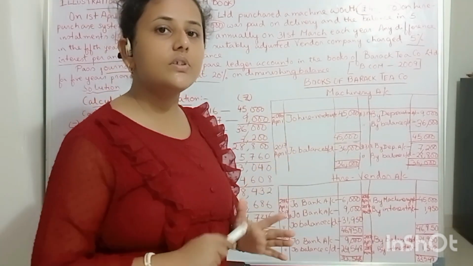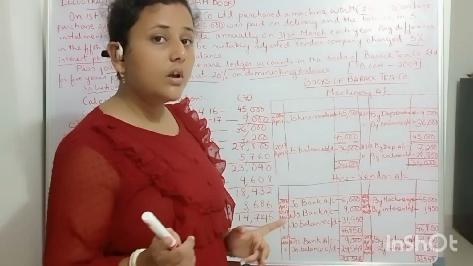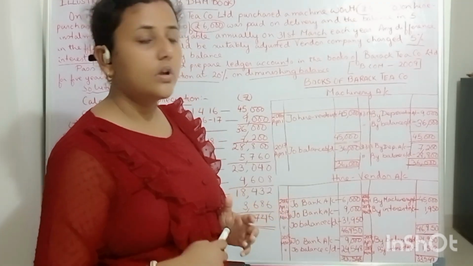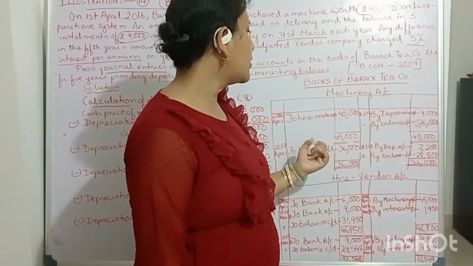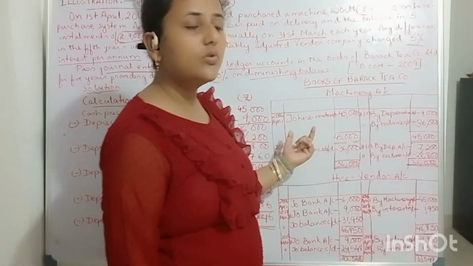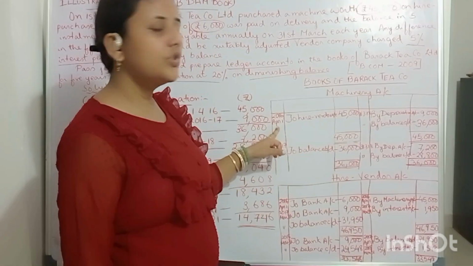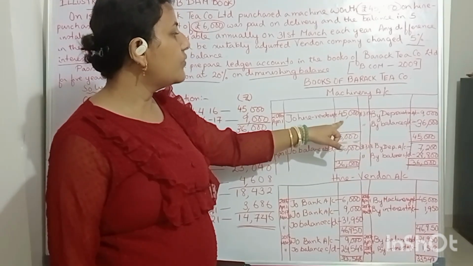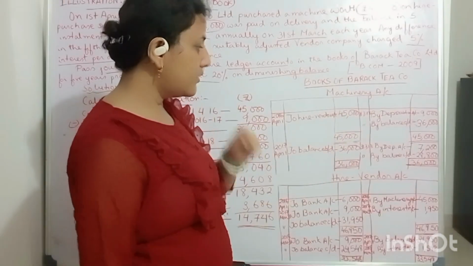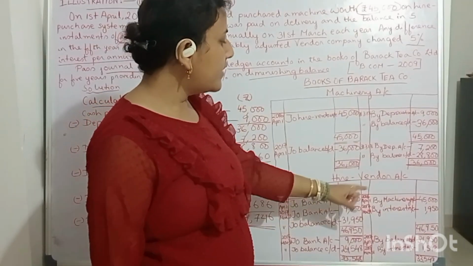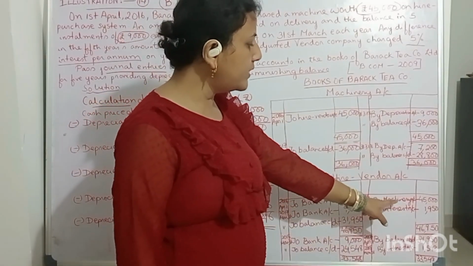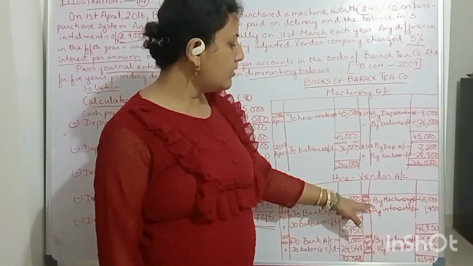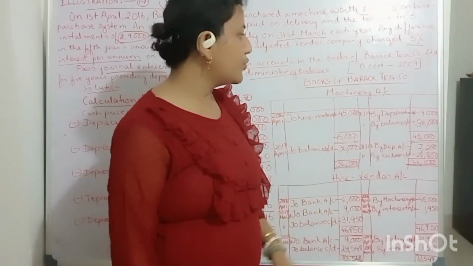Machinery account is debited to hire vendor account when the machinery was purchased with the cash price, that is 45,000. So in your machinery account, you will write "To hire vendor account", with the date of purchase and the amount of cash price. Then in your hire vendor account, you have to write "By machinery account", that is 45,000, with the date of purchase.